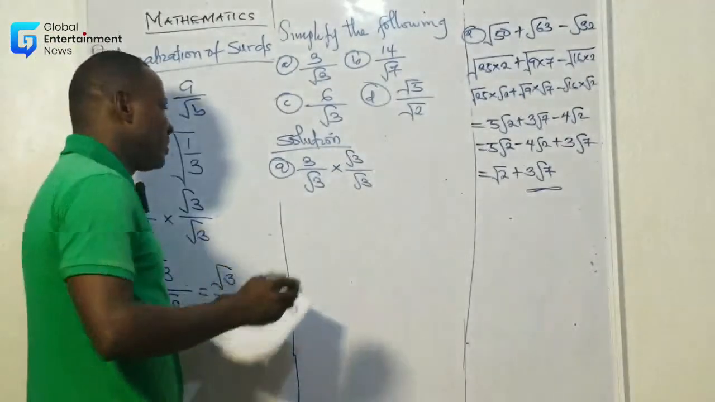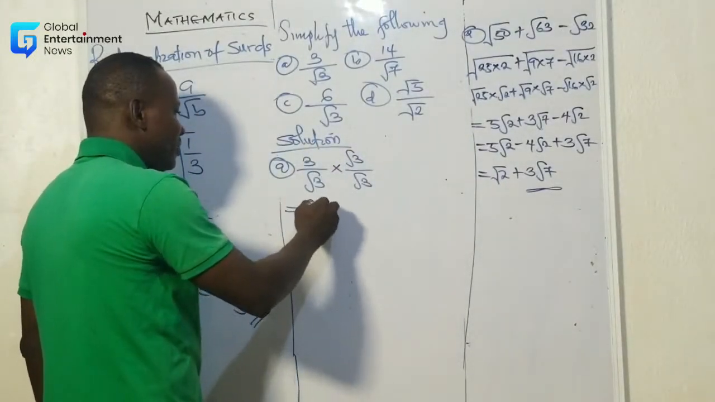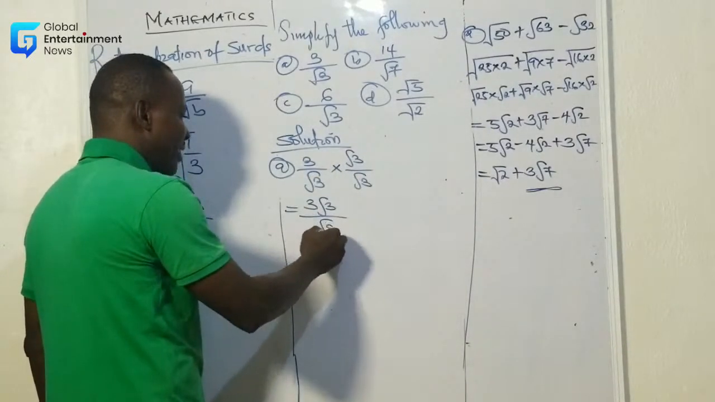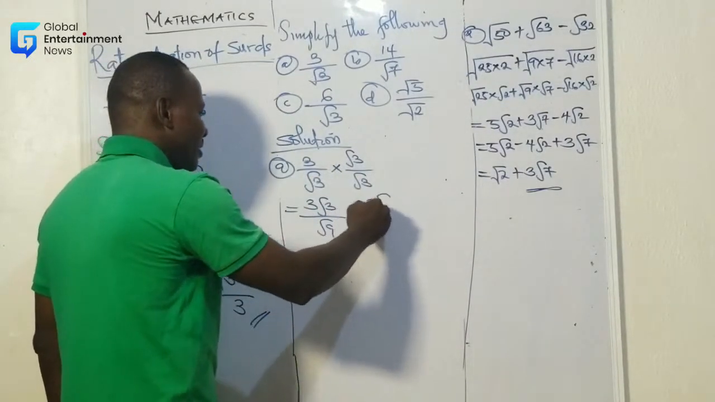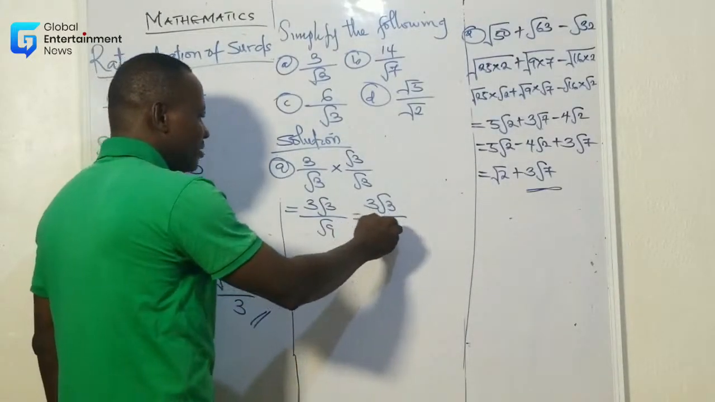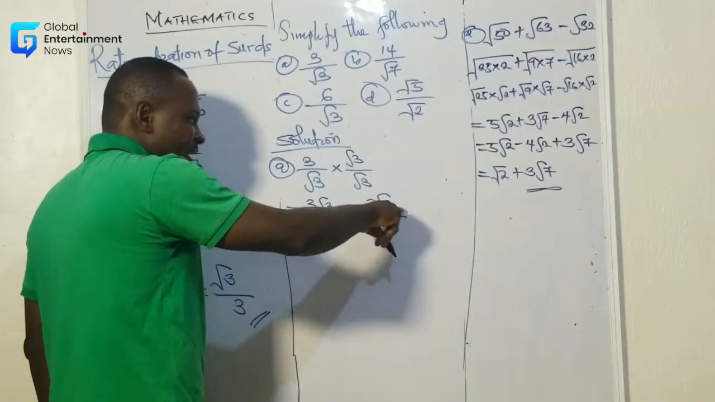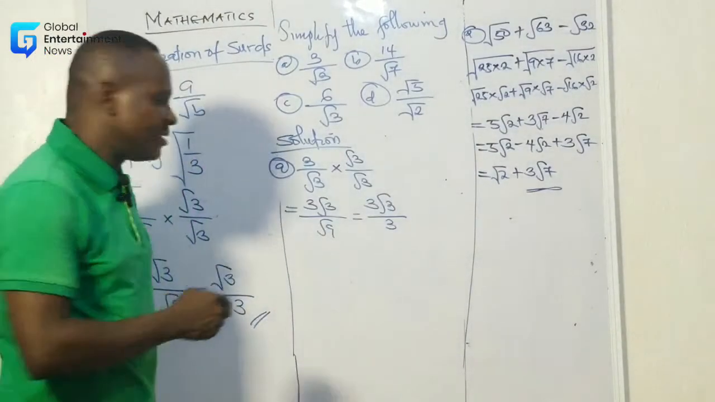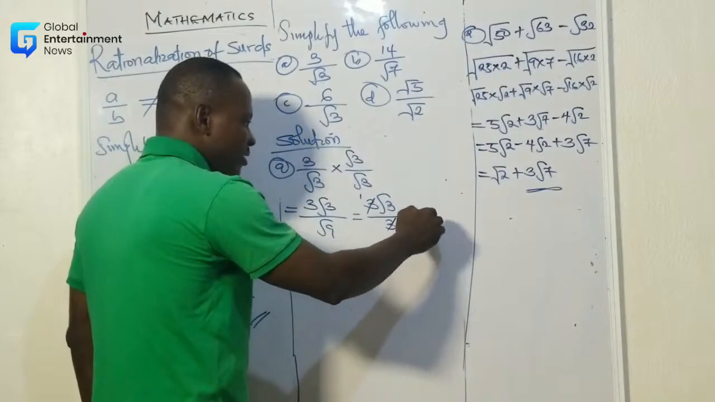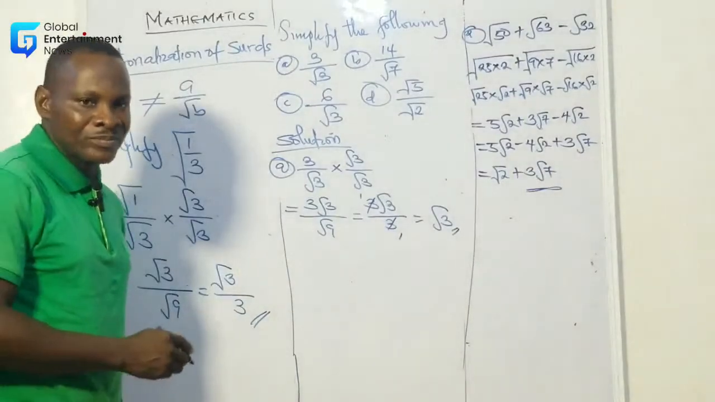Now, what do we get? 3 times root 3 is 3 root 3, over root 3 times root 3, which is root 9. Then we have 3 root 3 all over, what is the square root of this? 3. So this can cancel this, because it's not inside the root. Do you understand? So 3 over 3 is 1. What remains is root 3, and that is my final answer.